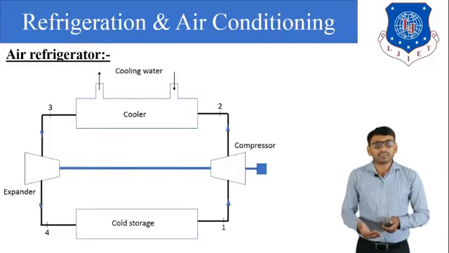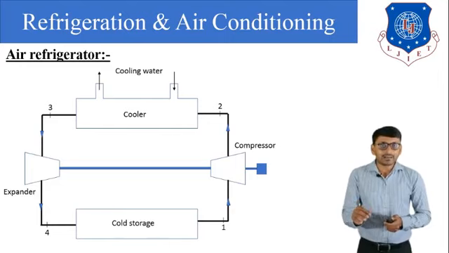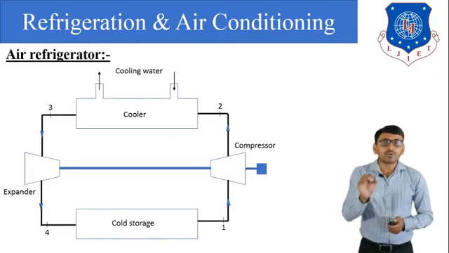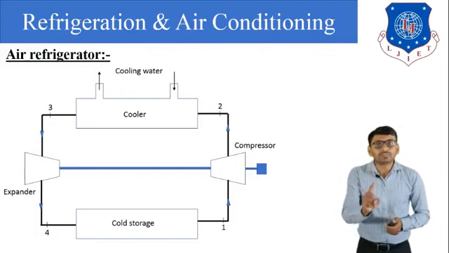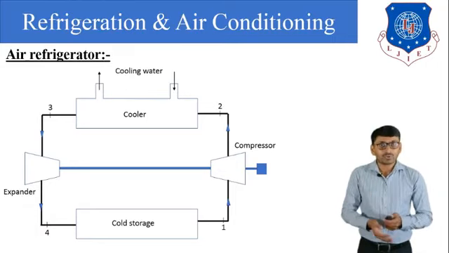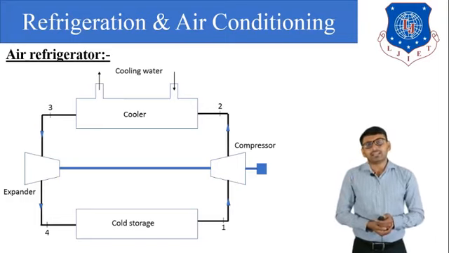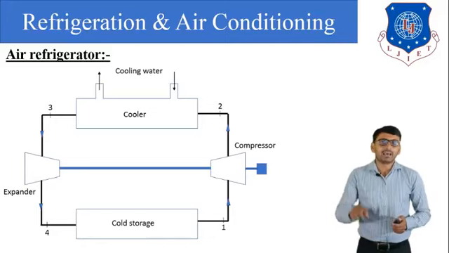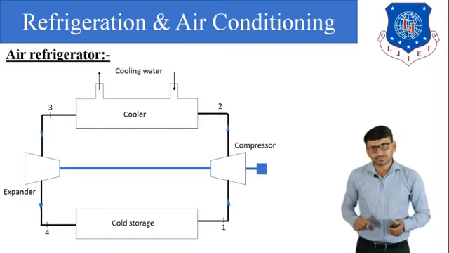Now we will start with the air refrigerator. This is a simple diagram of an air refrigerator. The air refrigerator works on the Bell-Coleman cycle, and in it air is used as the refrigerant. So it is the oldest type of refrigerator. In the diagram there are mainly four components: first, compressor, second, cooler, third, expander, and fourth, cold storage.